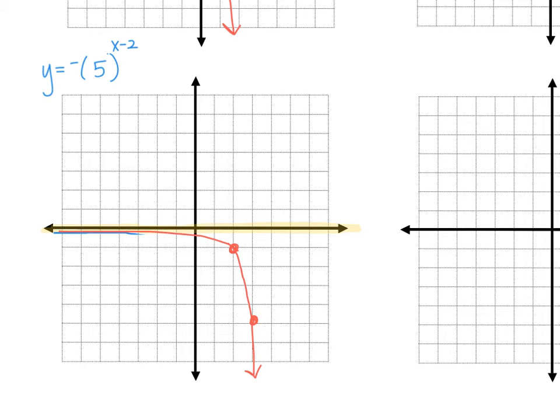The domain for this one, still all real numbers. And the range for this one, its lowest value is down at negative infinity, and it won't ever get any higher than 0.